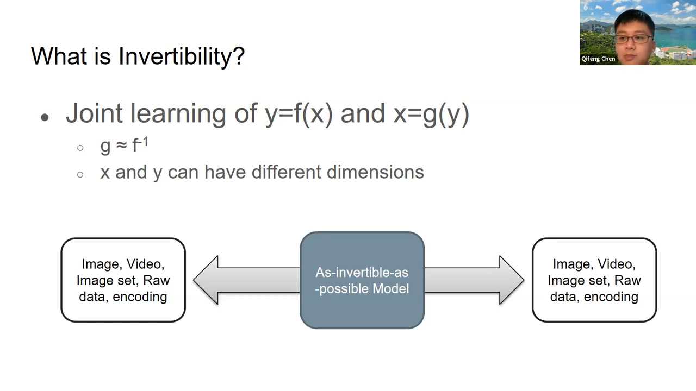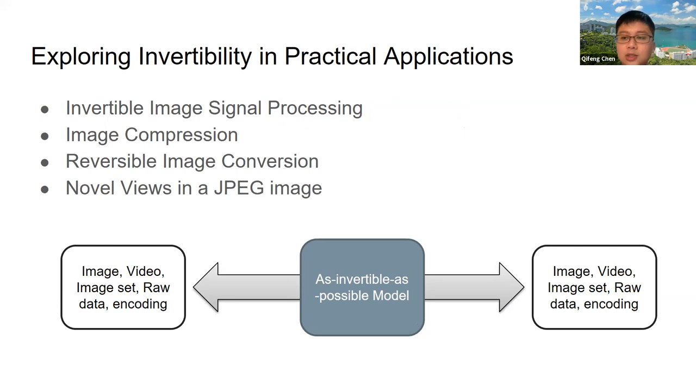For example, image compression. We want to convert an image to some binary code, and the binary code has to be as small as possible. At the same time, we want to reconstruct the original image in the reverse process. So in such a task, we consider joint learning between two domains, and the two domains may not have the same dimension. So it's impossible to have an invertible function between them, but we want them to be as invertible as possible.